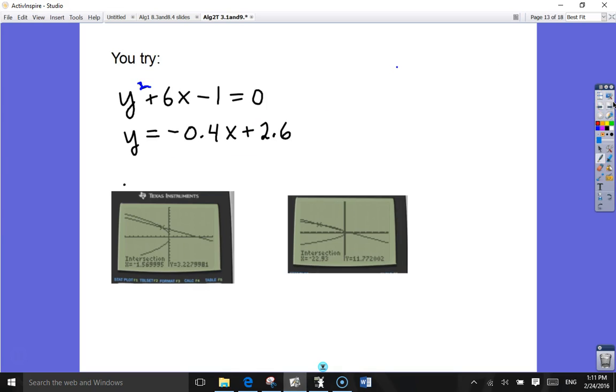Okay, try that one. See if you can get the 2 answers. Solve for y. Go through the steps.